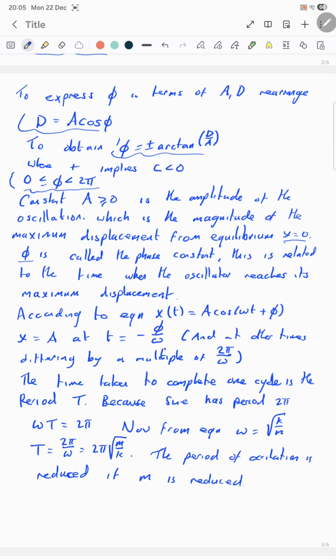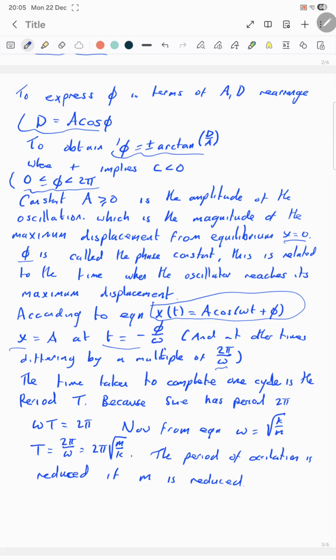Now phi is called the phase constant. This is related to the time when the oscillator reaches its maximum displacement, according to the equation here. x equals A at t equals minus phi over omega, and at other times differing by a multiple of 2 pi over omega.